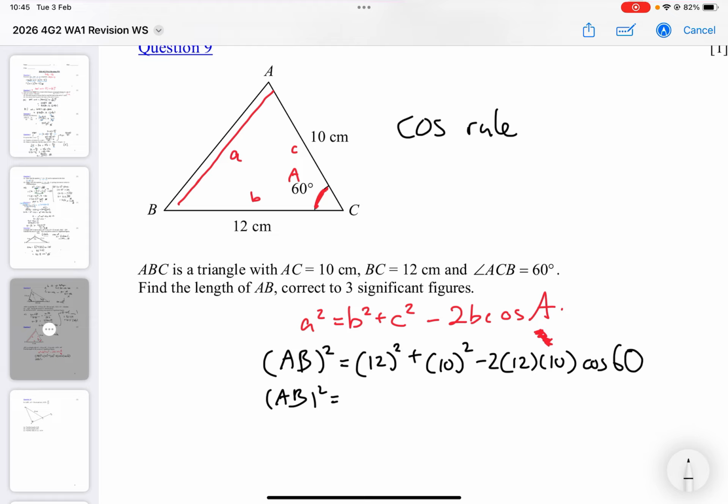Then my right hand side is all numbers already, so I just key in the calculator: 144 plus 100, then minus 2 bracket 12 bracket 10 multiply cosine 60. In the end I will get 124. If the square of AB is 124 and I want AB, I need to square root both sides. I don't need the negative part because this is a length. So AB is 11.1355, or 11.13 to 4 SF.